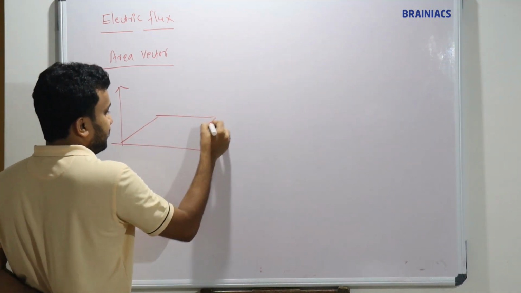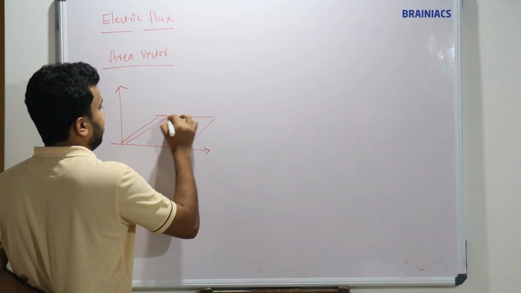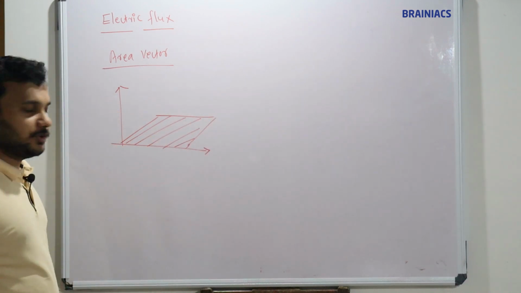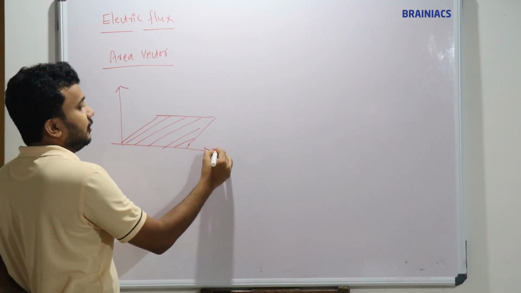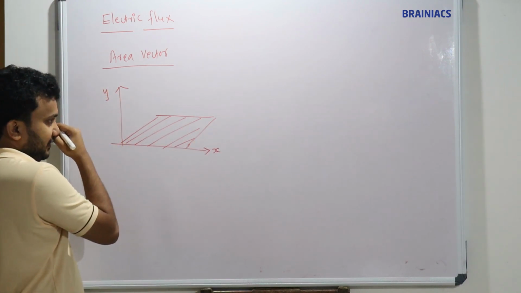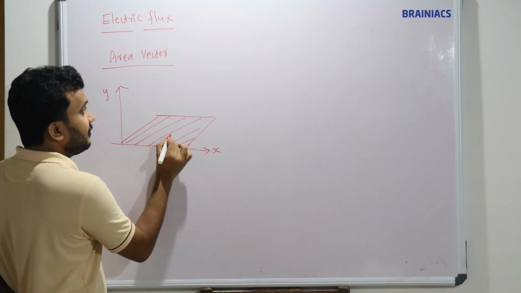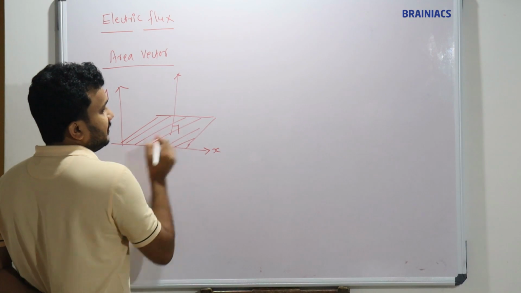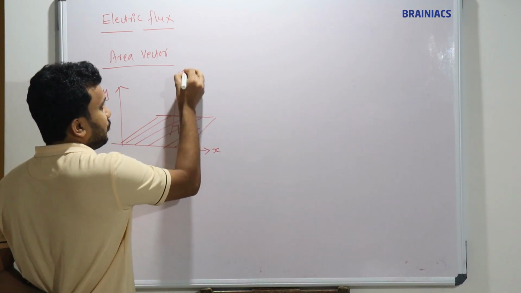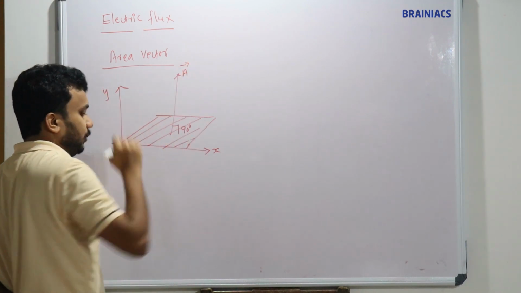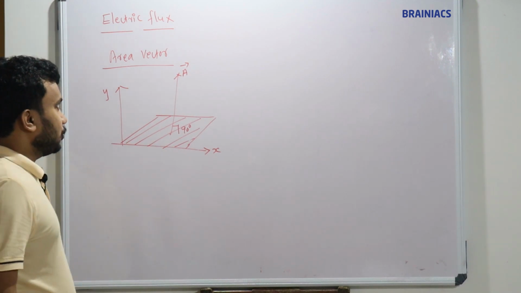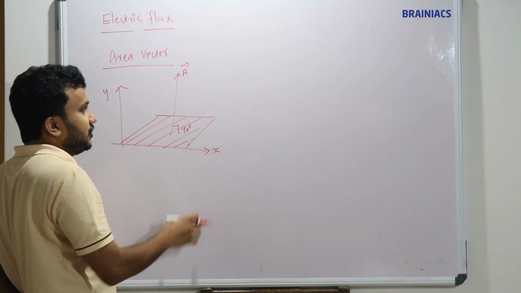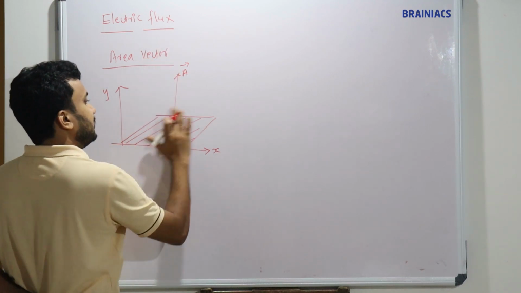So I just have an area like this. This is a surface area. You can consider it like a sheet of paper which is lying on the x-y plane. Now the area vector is straight upward, which means with respect to the surface it is making 90 degrees, and this is called the area vector. I can denote it as vector A. So hope you remember the term area vector. Area vector is a vector which points perpendicular to the surface area.